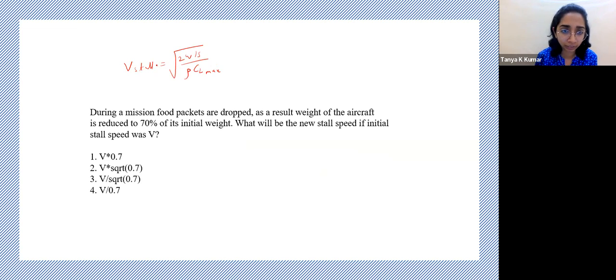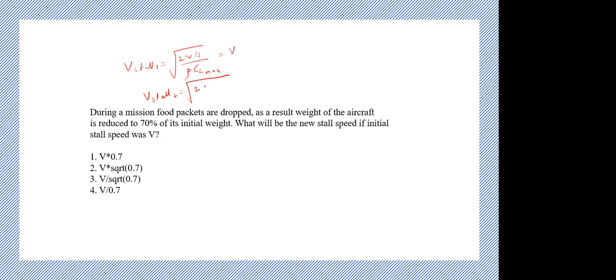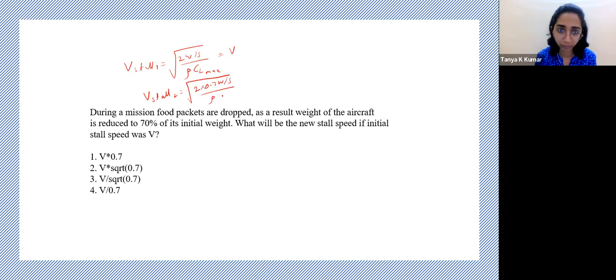Let's take it as V stall 1, or VS1, which is already given as V. Now in the new condition, that is V stall 2, what changes inside this square root? What has changed? 2 into 0.7 W, since weight is reduced. Exactly. So that gives you square root 0.7 into V, which is again this answer. So it's similar to the previous question.